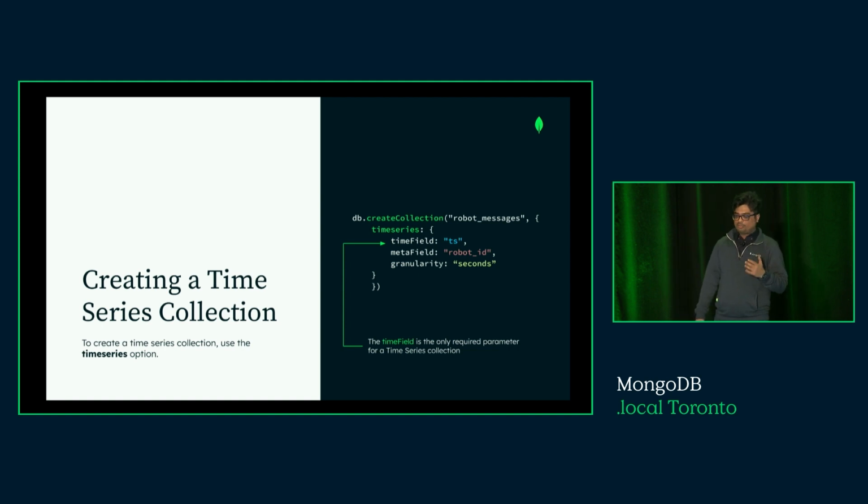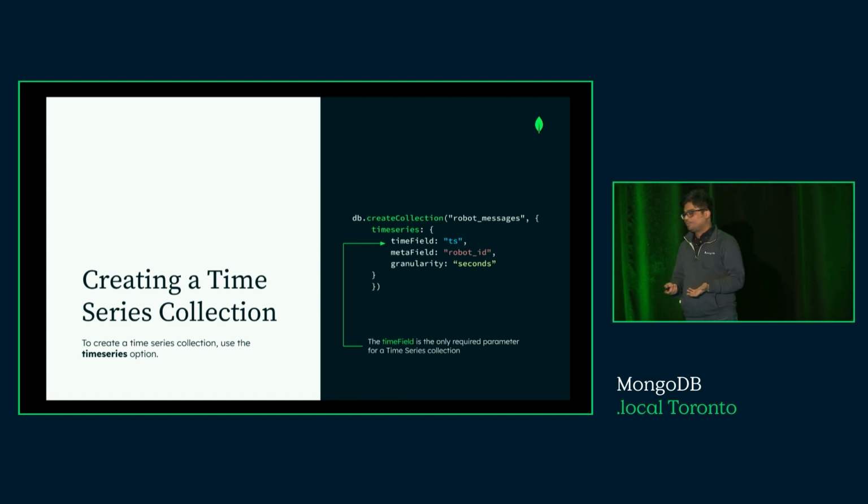And creating a time series collection is very easy. It's composed of three components. First, the time series field, which in our case is represented by ts. Then there's a meta field, or metadata, which just uniquely identifies a set of messages and rarely changes. In our case, we can put a robot ID there. We can put the granularity, that is how often we are expecting to receive this data, in seconds. And the time field is the only required parameter for a time series collection.